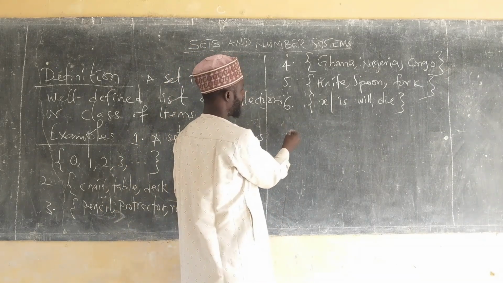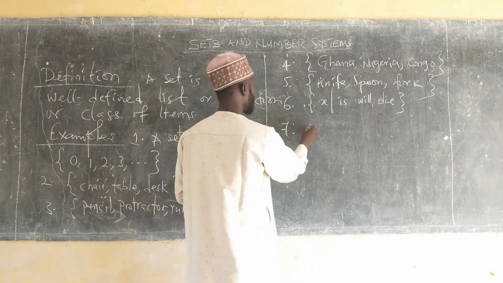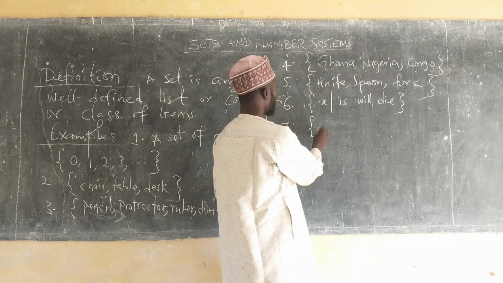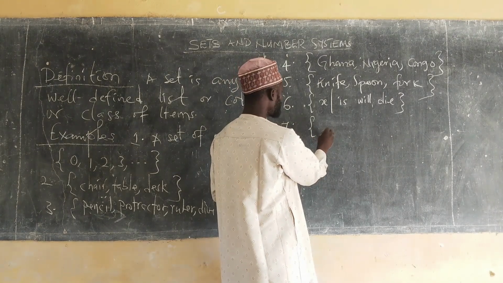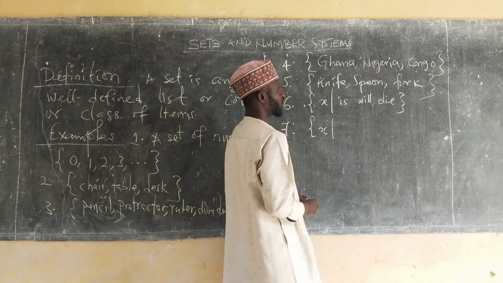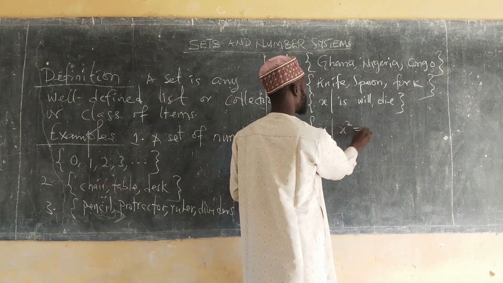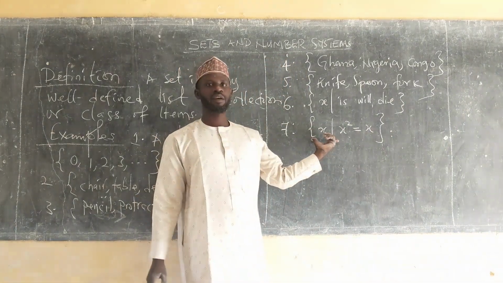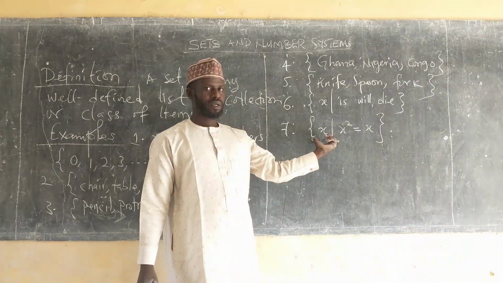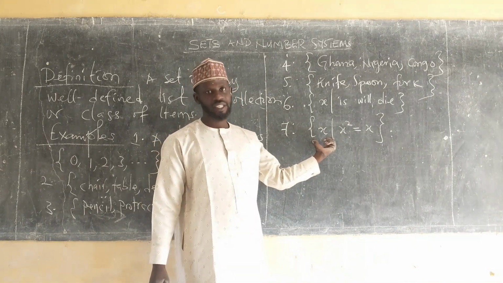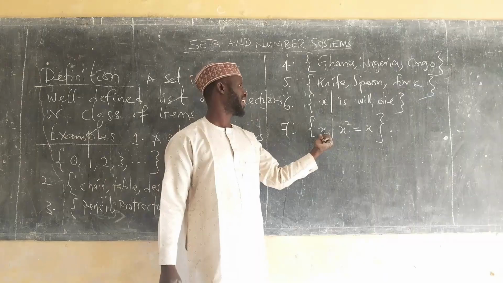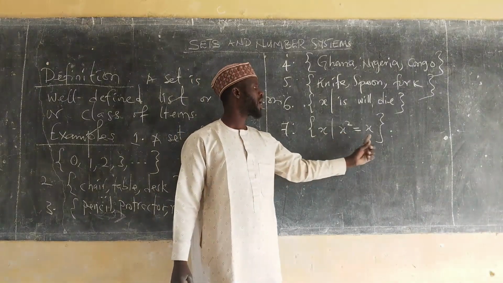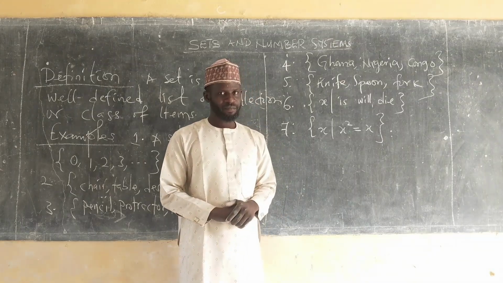So we can also give another example as the 7th example. In the 7th example, we can say X such that X squared is equal to X. So this is also a set of numbers. Even though we have not yet introduced the set of natural numbers, that is why we are not being specific. It's a set of numbers whose square is equal to itself.